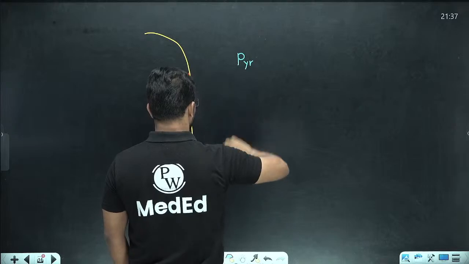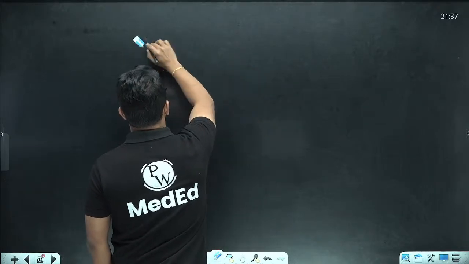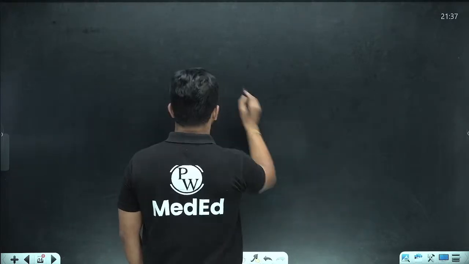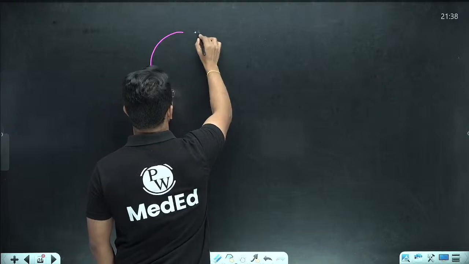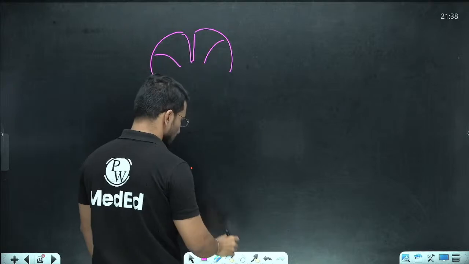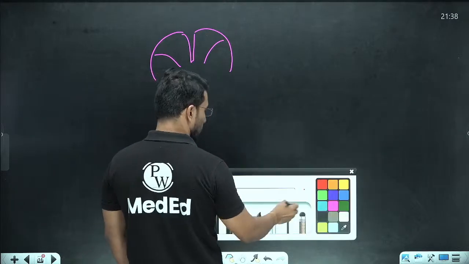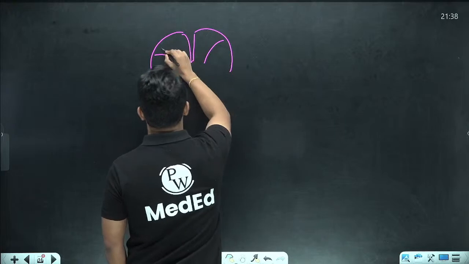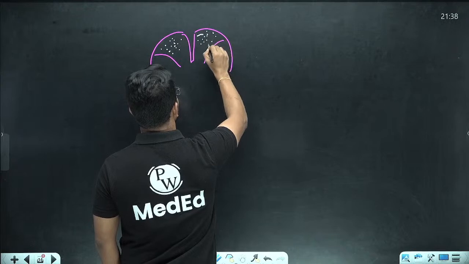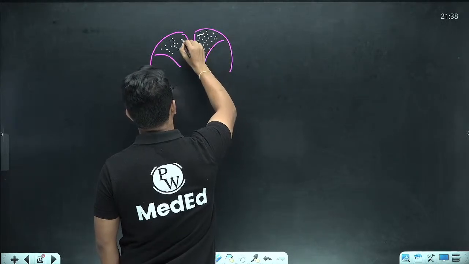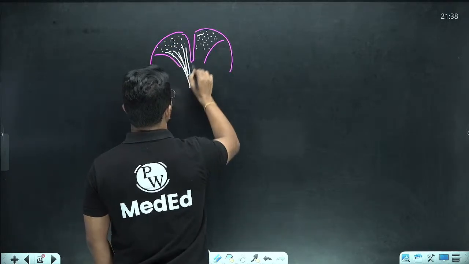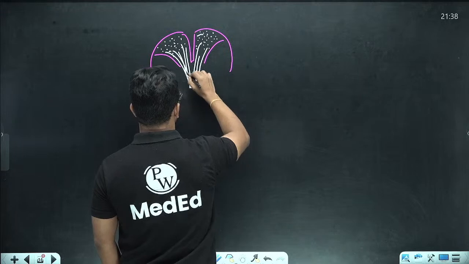Now, what is the journey of the pyramidal tract? The pyramidal tract begins in the motor cortex and passes through the brainstem. So if this is my brain, I have the motor cortex, and the pyramidal tract is going to begin from the motor cortex. The motor cortex is a collection of the cell bodies of the motor neurons, which you call Betz cells. From there, a tract will be formed. This is what we call the pyramidal tract.